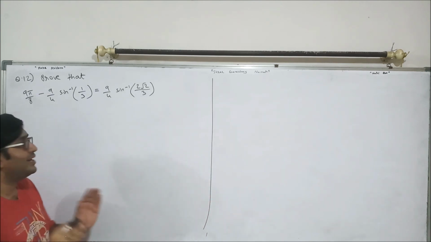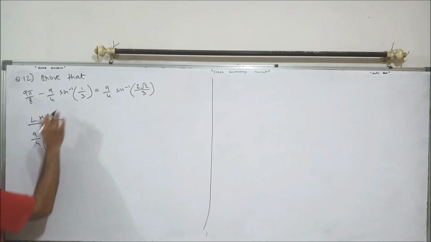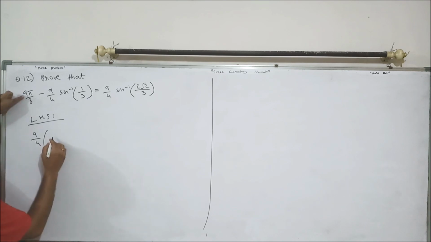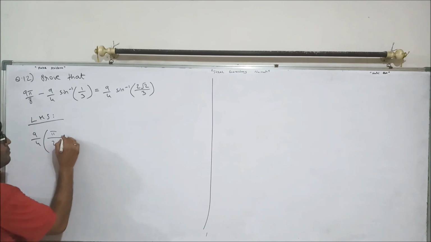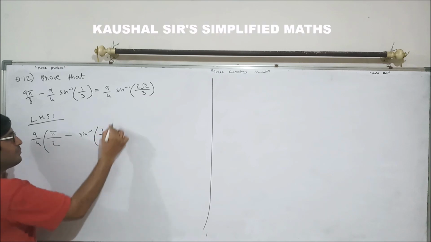So first let's see if taking common simplifies something. We are going to start with LHS, taking 9 upon 4 common between these two terms. So what is left here? 9 has gone outside, so we are remaining with pi, and in the denominator since there is 8, you will be left with pi by 2. Minus, 9 by 4 has gone outside, so you are left with sin inverse of 1 upon 3.